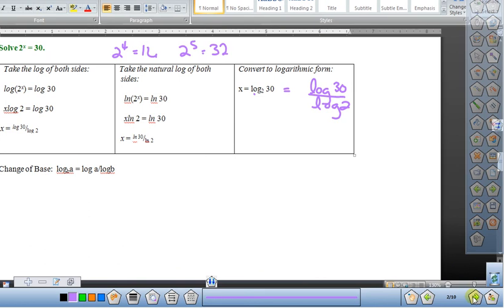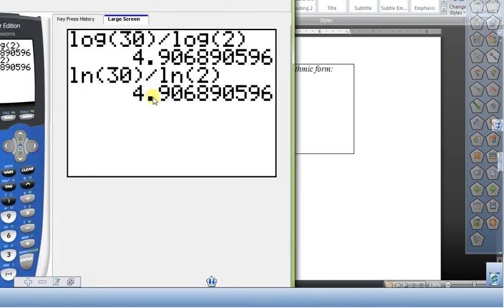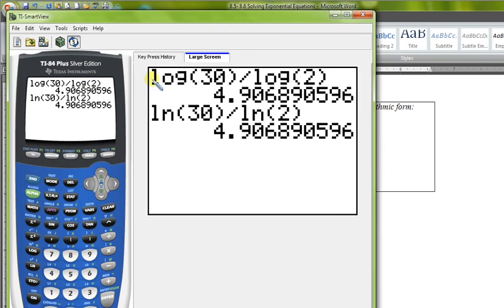Now let's make sure that these answers are equivalent. As we put these into our calculator, we see the log of 30 divided by the log of 2 gives us 4.9. Keep in mind that we looked at 2 to the x. We know the answer is going to be between 4 and 5, closer to 5, and so that answer makes perfect sense. And again, we get the exact same answer by using the natural log. So those two methods are almost identical. You're just using a different keystroke.